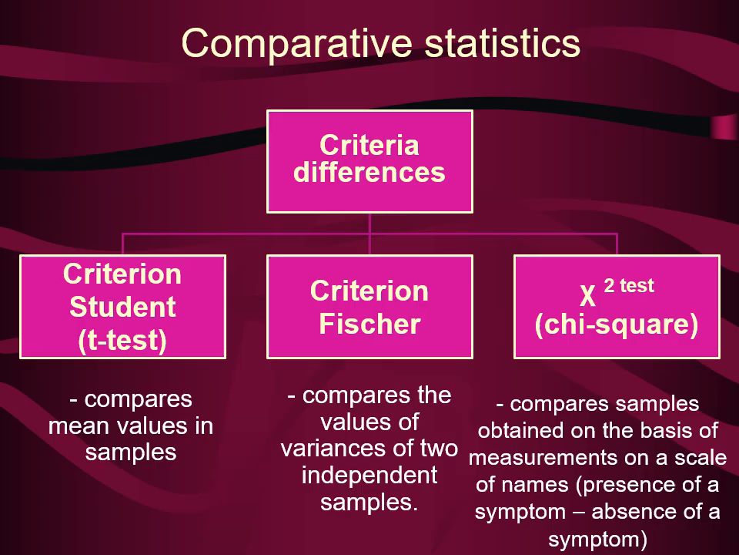It compares samples obtained on the basis of other scales. In other words, it is not necessary to compare the averages obtained as a calculation of arithmetic averages for quantitative estimates. Here there is a symptom, there is no symptom. That is, yes, no, 0, 1. In such cases, the criterion of difference, called the chi-square criterion, is considered.